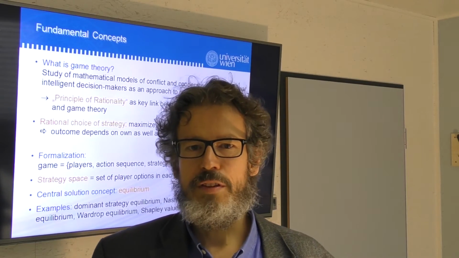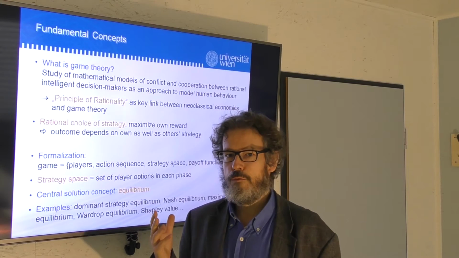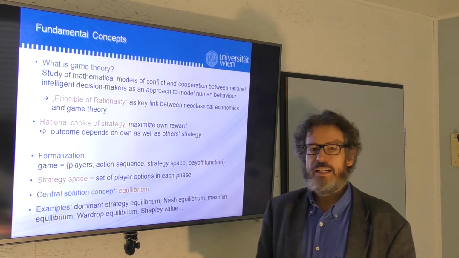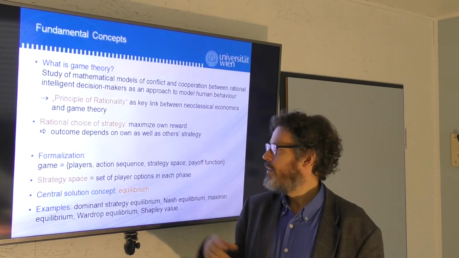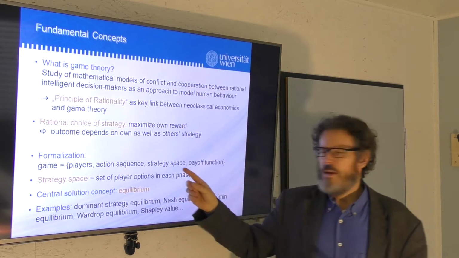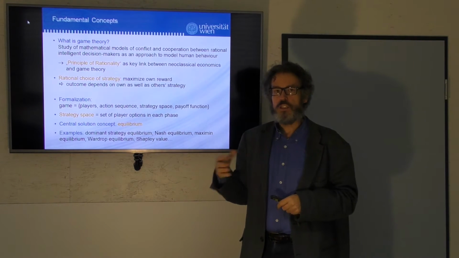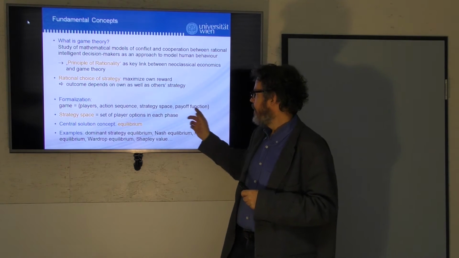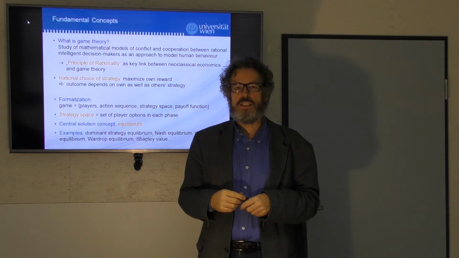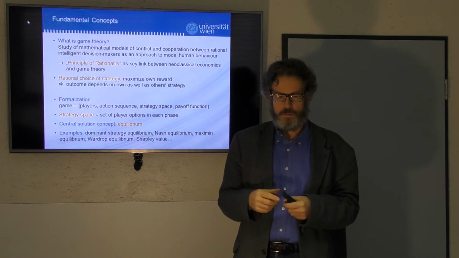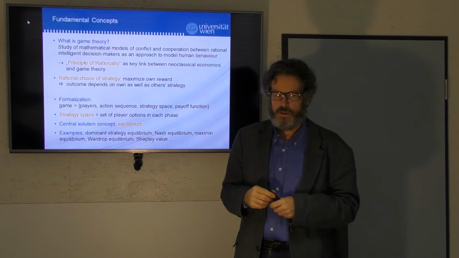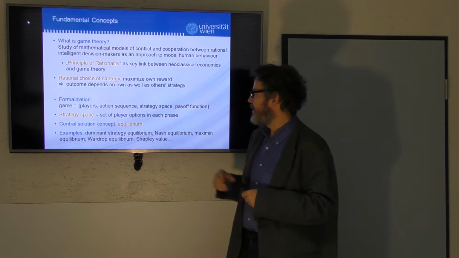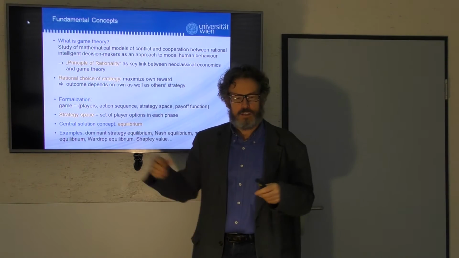If we would like to define this formally, a game consists basically of four ingredients. We have players, we have action sequences or moves, so the rules of the game. We have a space of potential strategies, of options for players for how they could behave. And we have finally a so-called payoff function which gives us the result, the outcome of the game. Four ingredients. And most important, we are dealing with strategies, and the strategy space, once again, is the set of player options in each phase of the game.